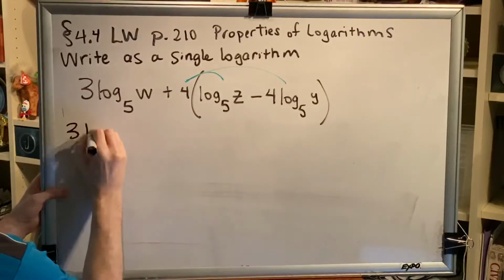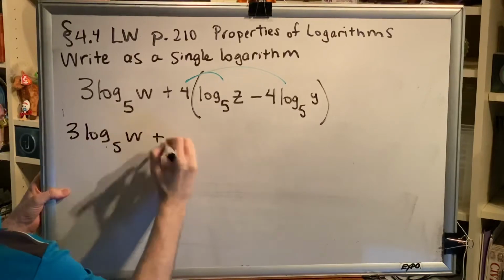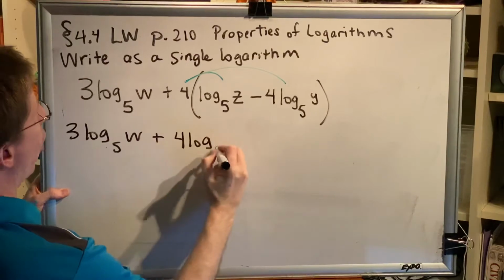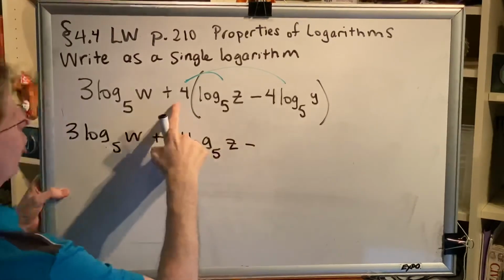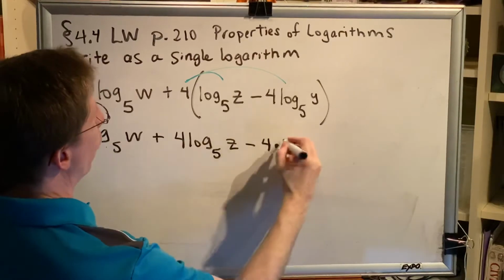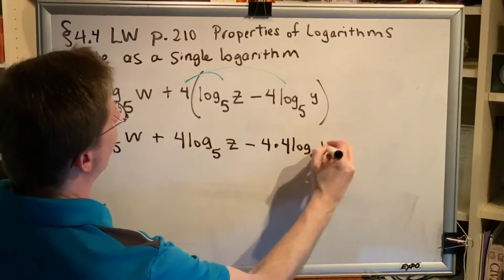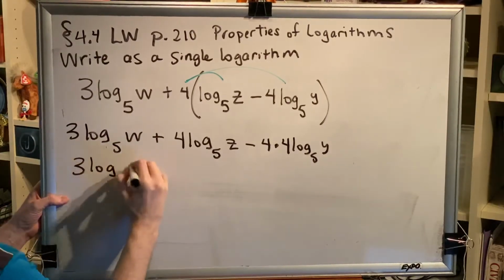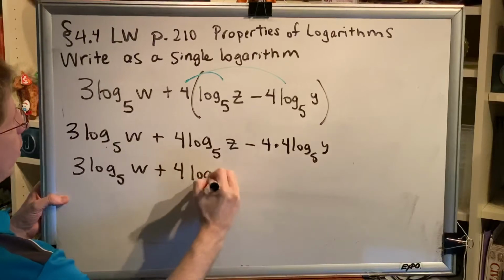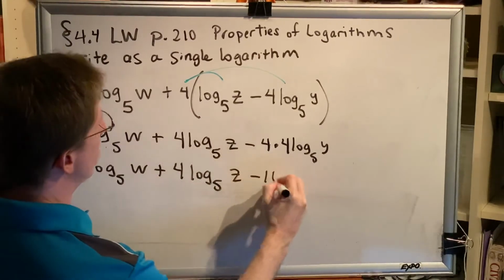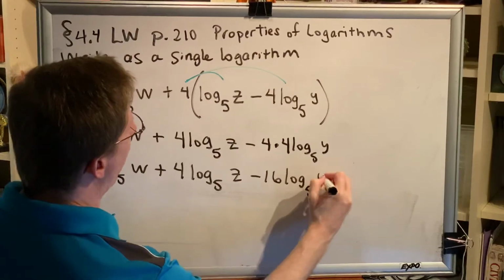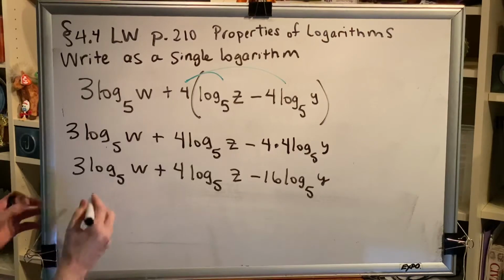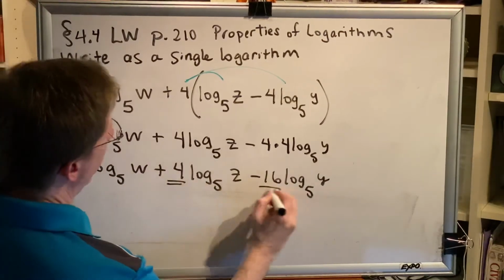So the first part doesn't change, 3 log base 5 of w plus, but now we're going to have 4 times this log, so that's 4 log base 5 of z minus 4 times 4 log base 5 of y. Of course, 4 times 4 is 16, so we get 3 log base 5 of w plus 4 log base 5 of z minus 16 log base 5 of y. Okay, so all the parentheses are gone. Now we just have to get rid of the numbers, the 3, the 4, and the 16.